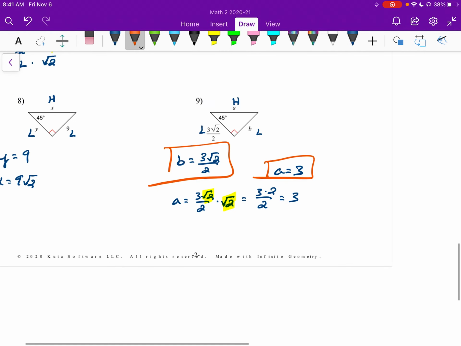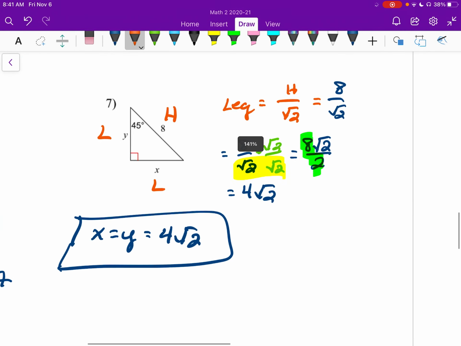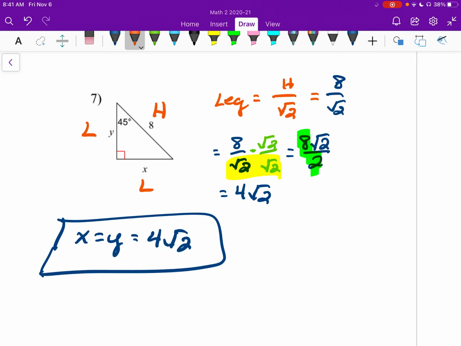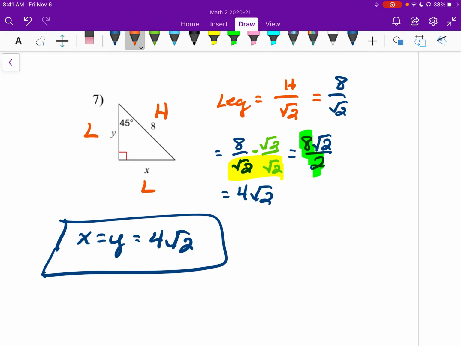Pay special attention to problems like number 7. I know that there was only one problem like this, but we need to pay special attention to it. The hypotenuse was given, so we need to make sure that we use the formula that says leg equals the hypotenuse over root 2. Right. Alrighty, that's it.